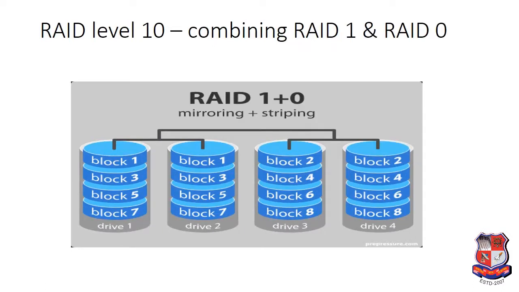And another level is also there, RAID level 10, which is a combination of RAID 1 and RAID 0. In RAID 0 we divided our information and in RAID 1 we did the mirroring. So it's a combination of mirroring and striping. You can see that here we have blocks 1357, and in the same way the mirror image 1357. So here in total we have data 1 to 8. You can see 1 2 3 4 5 6 7 and 8, but in drive 1 we have 1357.